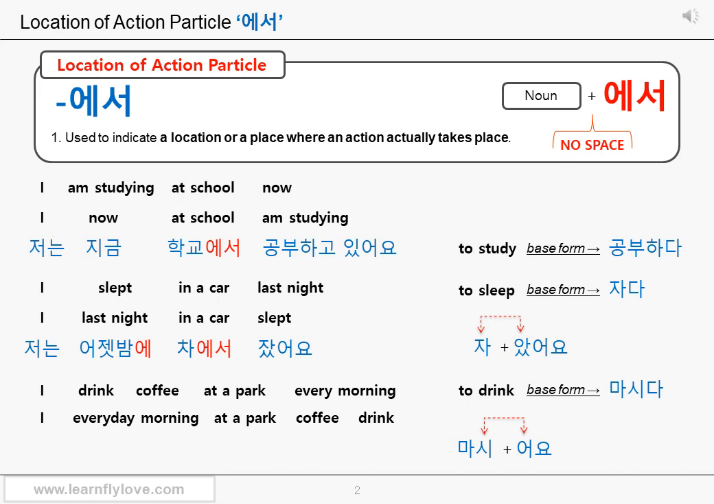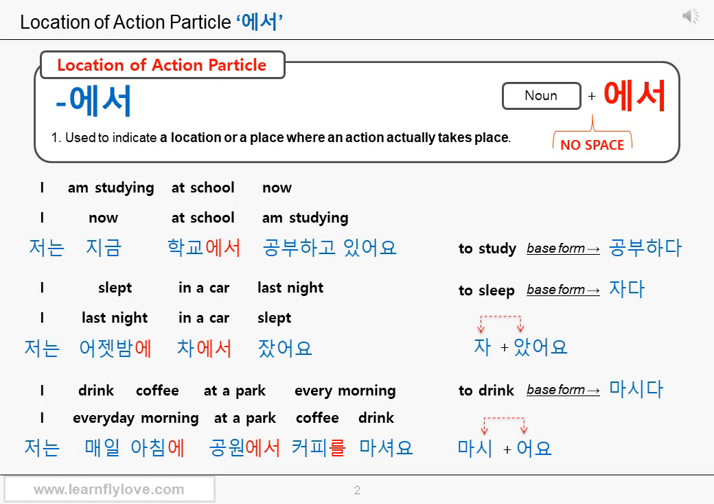Let's practice together. A park is the place where the action drinking takes place, and you have a time-related phrase every morning, you would probably be able to use the time particle 에 with this one. 저는 every morning should be more like everyday morning in Korean. Every day is 매일 and morning is 아침.